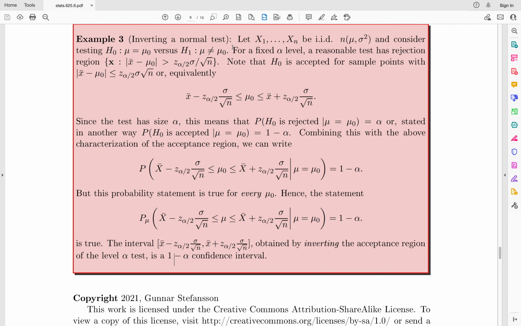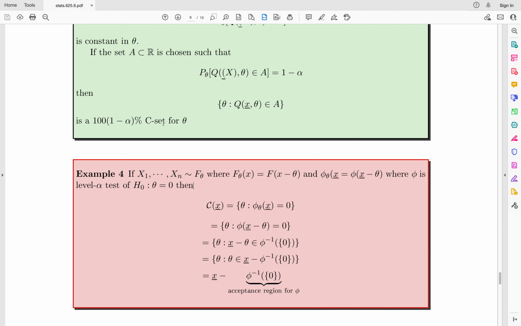You could take the usual test for mu equal to mu naught, and the usual test has this rejection region, so we can now look at the acceptance region and invert that to get our usual confidence interval. So all of this is fairly easy, and there's some more stuff here about pivotal quantities. Just be careful that sometimes there are typos in the text interchanging capital X and lowercase x.